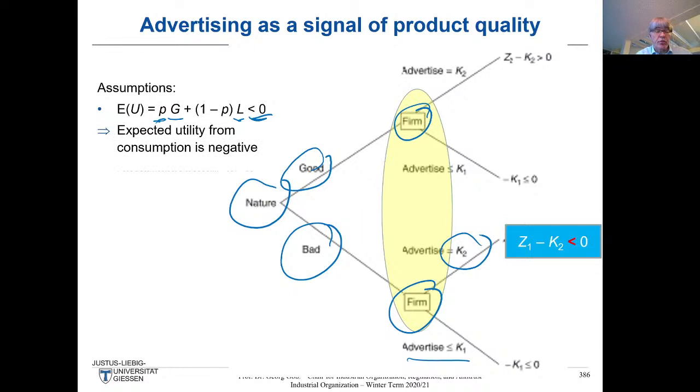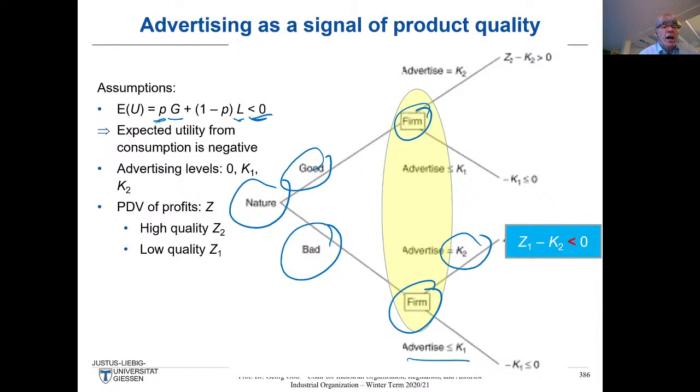And now you assume that we have a zero level, you don't advertise, you have a little level of advertisement, K1, or a high level of advertisement, and then you have the present discounted value of profits, and that's a profit from two sales, okay, two purchases. Actually, up to two purchases, I would say, because the low quality, which might sell at the same price, is certainly only bought once. So with the low quality, you get only pi one. With the high quality, you get pi two. And our assumption is that pi two is higher than pi one because you attend this high quality restaurant twice. So they make, in a sense, twice the profit of the low quality restaurant.